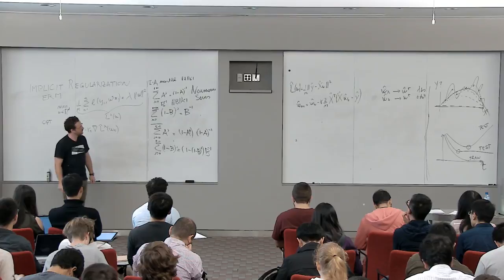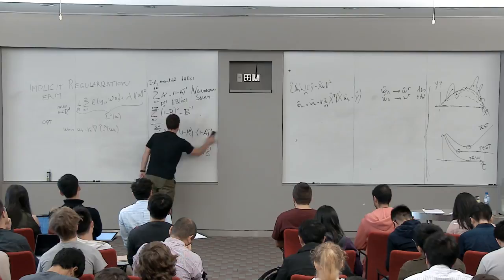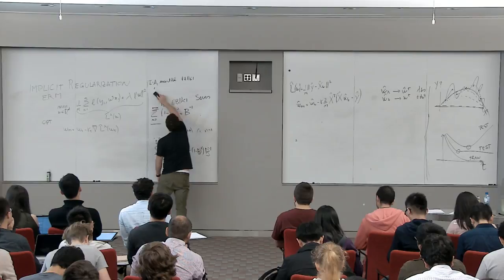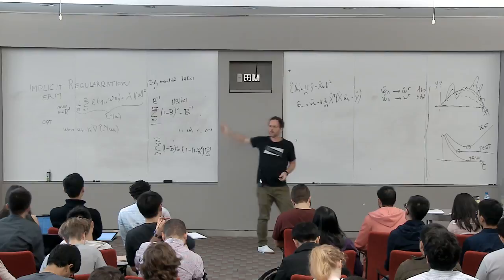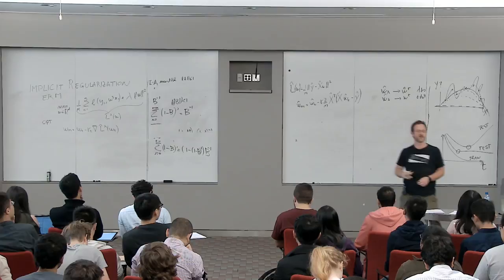Okay, so these are distractions, so let me kill them. This is not. Okay, and now you can ask, why are you telling me this? Do you know why I'm telling you this? Does anybody know why this is actually an interesting thing for understanding what gradient descent does?